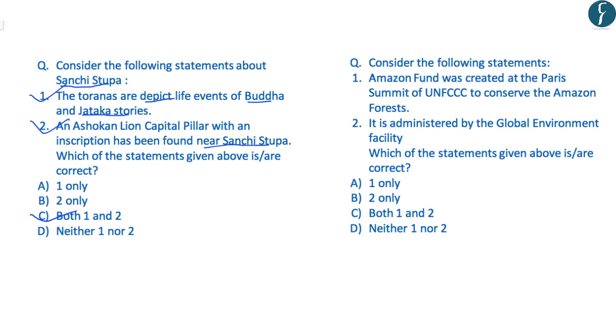The next question reads, consider the following statements. The first statement is that the Amazon Fund was created at the Paris Summit of the United Nations Framework Convention on Climate Change to conserve the Amazon forests. Now this statement is incorrect because the Amazon Fund was created in the year 2009. However, the Paris Summit of UNFCCC took place in the year 2015. That is why this statement is incorrect. The second statement is that it is administered by the Global Environment Facility, which is also incorrect. This is because it is administered by the Brazilian Development Bank. So the correct answer here is D, that is neither statement 1 nor statement 2 is correct.